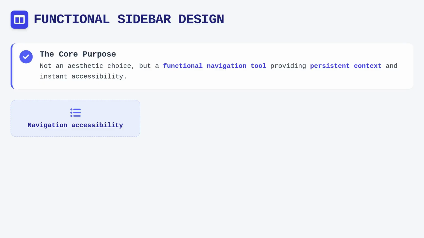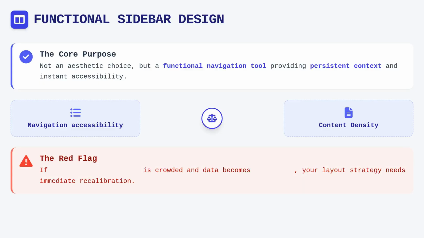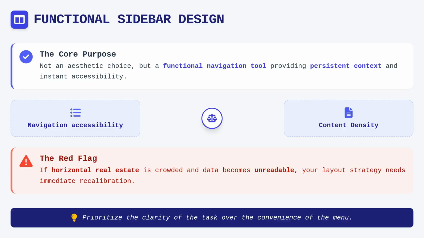However, because sidebars consume horizontal real estate, they should only be used when they add significant value to the user's workflow. If adding a sidebar crowds your main content area to the point where data becomes unreadable, it is a sign that your layout strategy needs to be recalibrated. Proper navigation design requires a balance between accessibility and content density, always prioritizing the clarity of the task at hand over the convenience of a persistent menu.